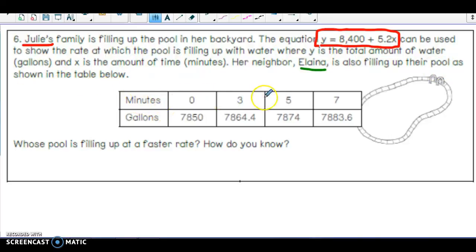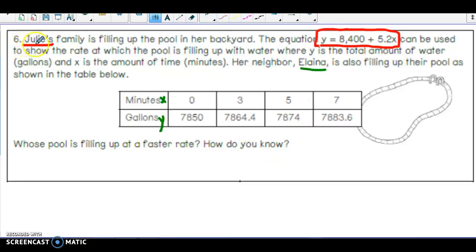Instead of labeling these values with X and Y, they've labeled it with minutes and gallons. So if you go back and read that second sentence again, Y is the total amount of water in gallons. So let's label our gallons the Y variable so we're consistent. X is the amount of time in minutes. So again, we'll be consistent by labeling our X values and labeling our Y values. We want to know whose pool is filling up at a faster rate, and how do you know?